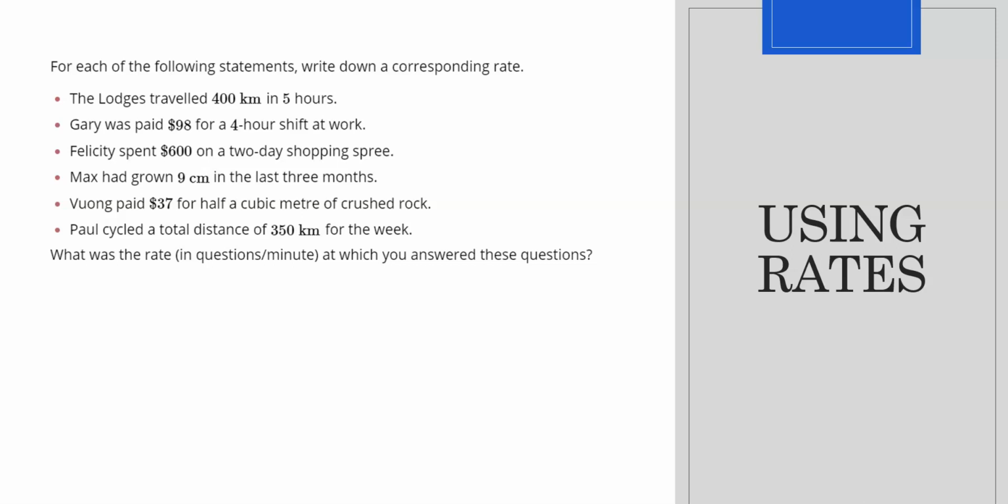Okay, so the lodgers travelled 44 kilometres in 5 hours. So that would be kilometres per hour. Gary was paid $98 for a 4-hour shift at work. So that's dollars per hour. Felicity spent $600 in a 2-day shopping spree. So I reckon that could be dollars per day. Max has grown 9 centimetres in 3 months. So we might say centimetres per month.